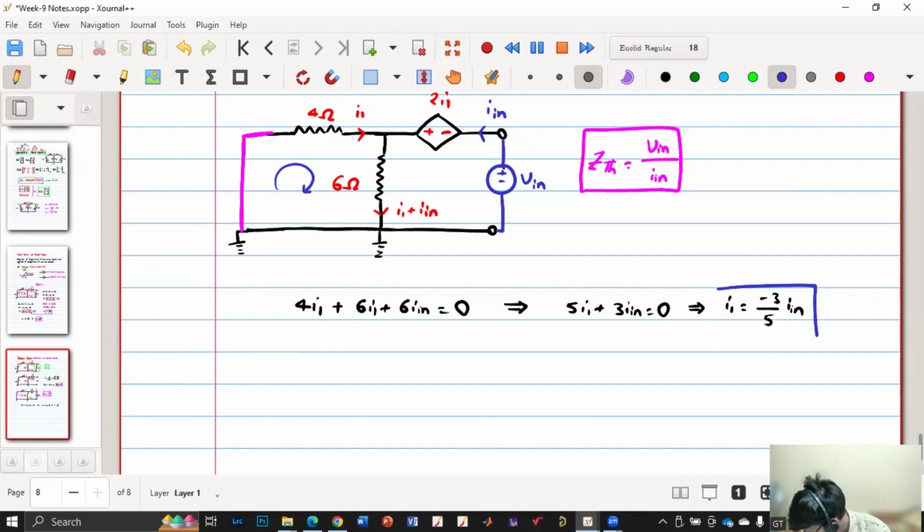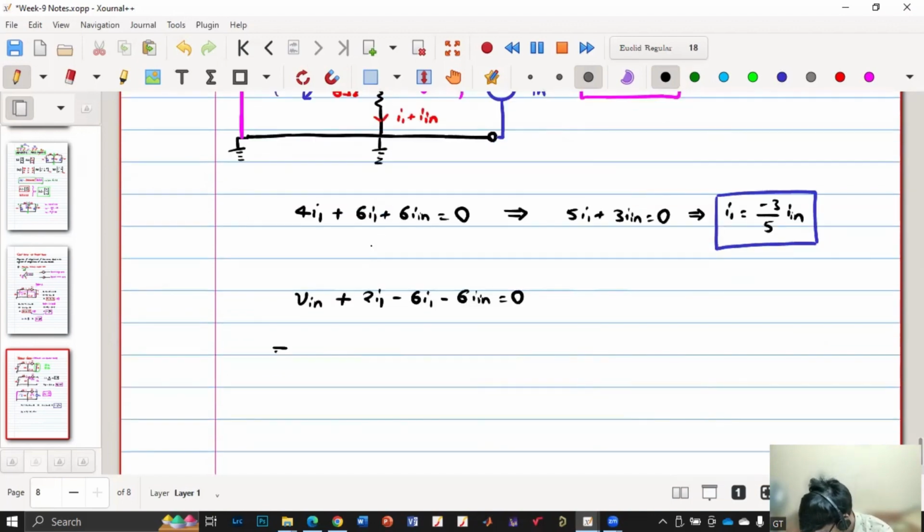Yes, sir. Now we'll apply KVL. I'll start from this node and I'll come back here. So can you tell me the equation? It will be Vin minus Vin plus Vin, then plus 2I1, then minus 6I1 minus 6Iin is equals to 0, right?